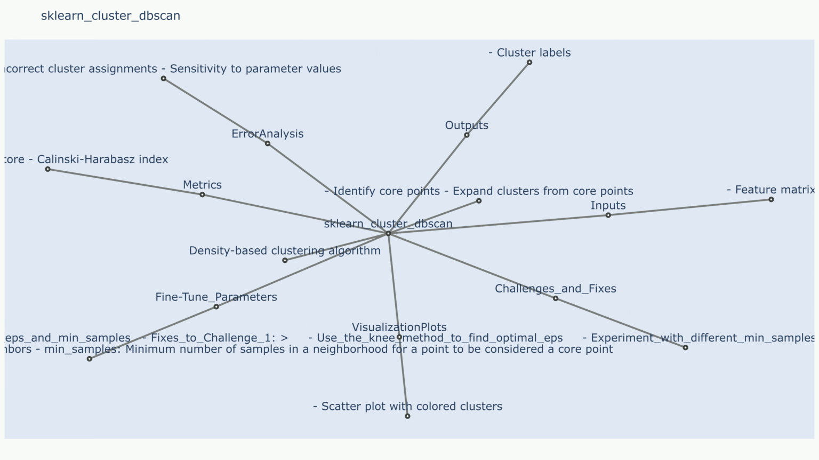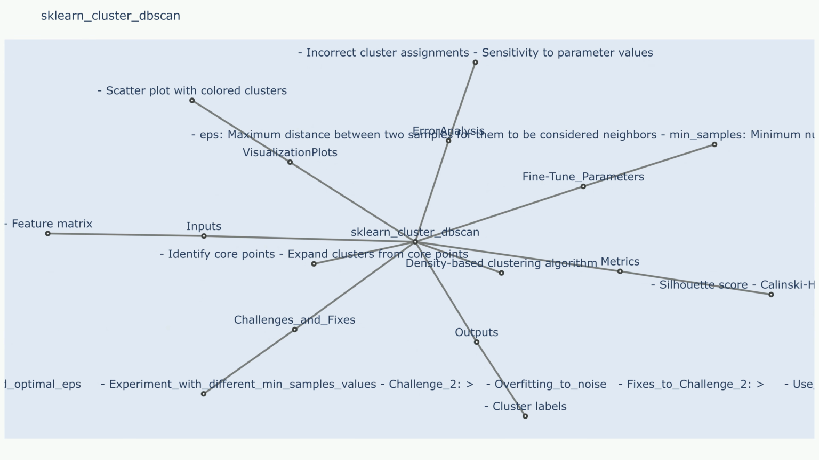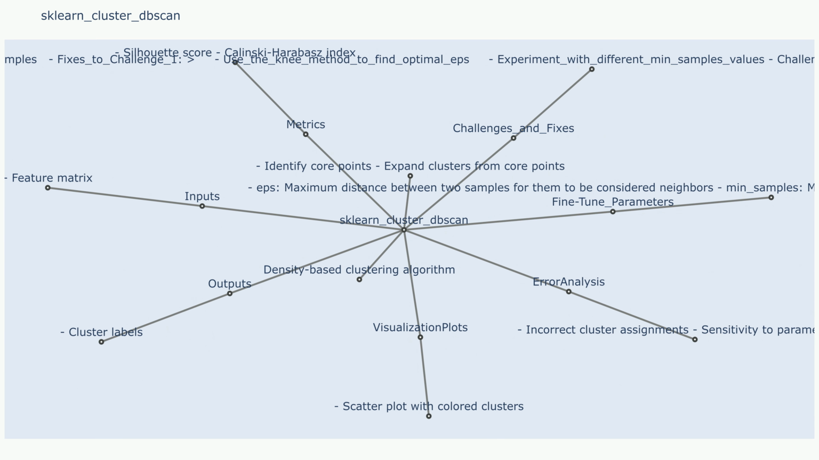Challenges and fixes: Challenge 1: Sensitivity to parameter values. DBSCAN's performance can be sensitive to the choice of eps and min_samples. Incorrect values can lead to either merging clusters or splitting clusters that should be together. Sample use case that resulted in challenge 1: When clustering a dataset with two overlapping clusters, setting eps too small might result in splitting the clusters into multiple smaller clusters. On the other hand, setting eps too large might merge the two clusters into one.